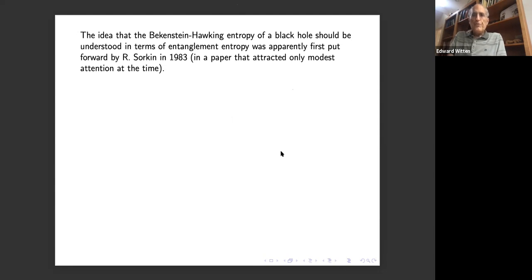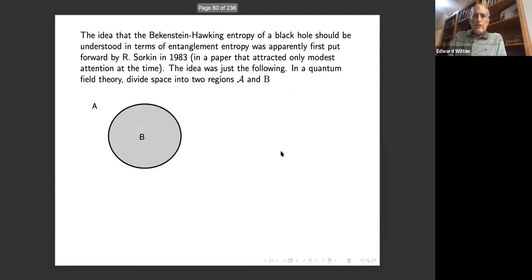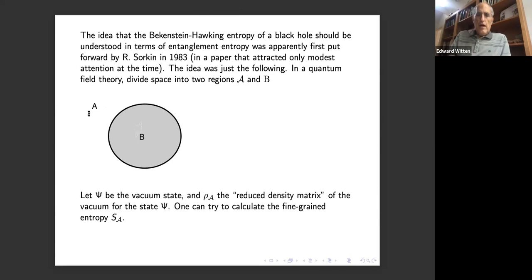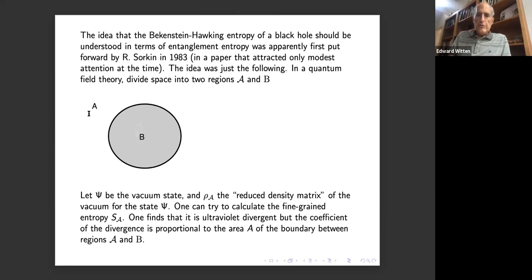The idea that the black hole entropy should be understood in terms of entanglement entropy goes back to Rafael Sorkin in 1983. And I actually showed this slide in one of the other lectures. You divide space into two regions, A and B, and he considers, for example, the vacuum state, or really any state, and tried to calculate the entropy of the reduced density matrix in the region A. And you can try to calculate that entanglement or fine-grained entropy. It turns out to be ultraviolet divergent. In two dimensions, we actually calculated the divergence, I think in the first lecture.